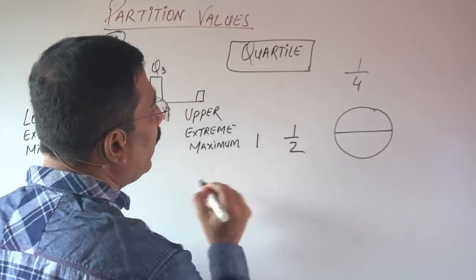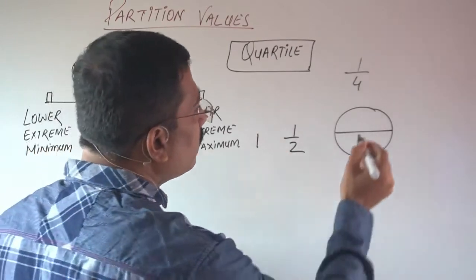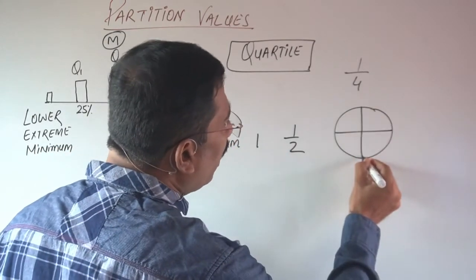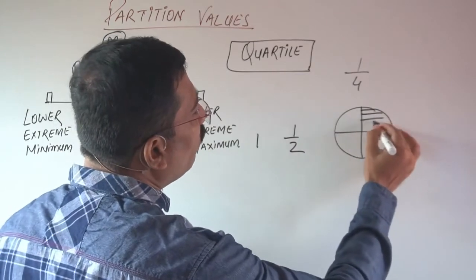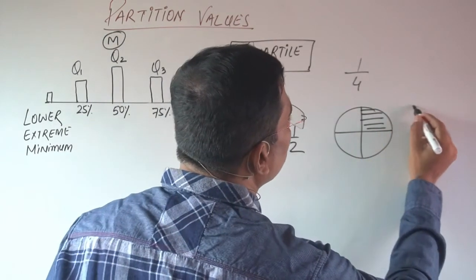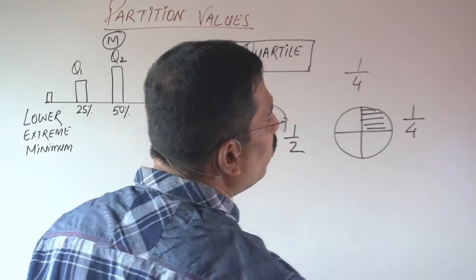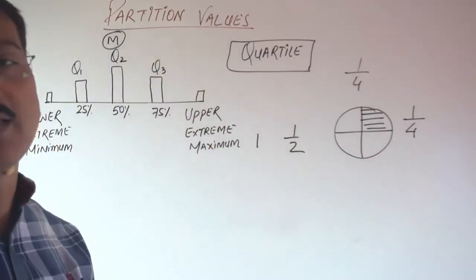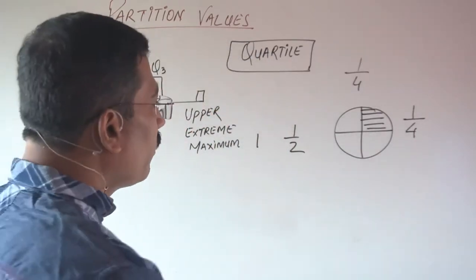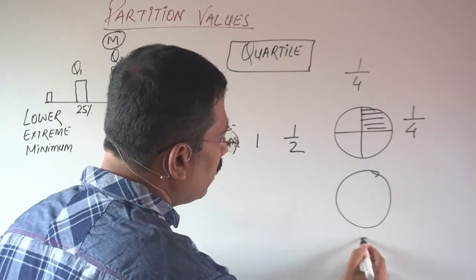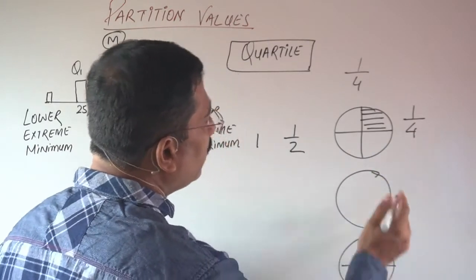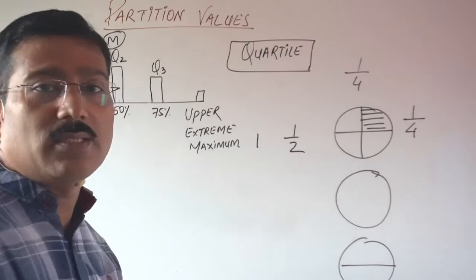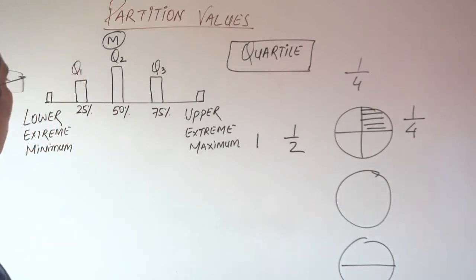The first is the full plate, then half. Then if there is another half, this portion will be considered what? This is 1 by 4, or you can say a quarter plate of Maggi. Very clear? This is the full plate, this is the half plate, and this is the quarter plate. Now look here.